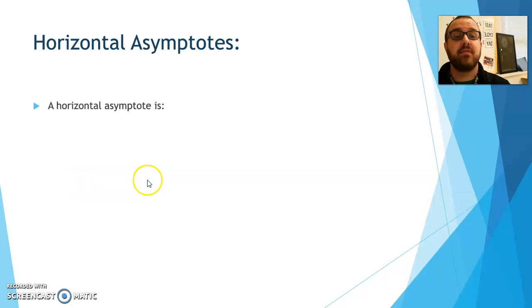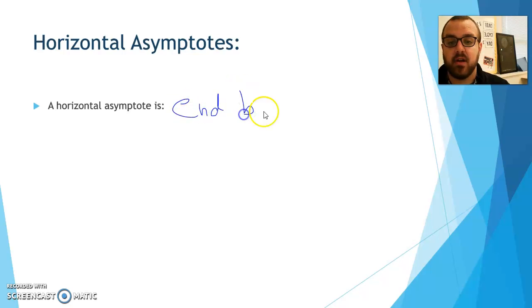Let's add on a new wrinkle, okay? This time we're going to talk about what a horizontal asymptote is. So, a vertical asymptote is a discontinuity caused by where your denominator equals 0. A horizontal asymptote is actually end behavior. Okay, a horizontal asymptote is a kind of end behavior, okay?